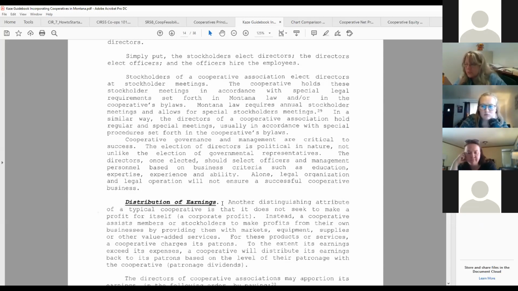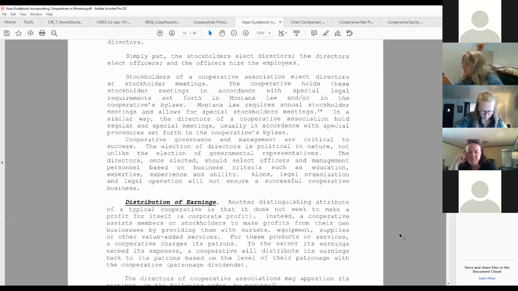Distribution of earnings. I just want to take you to this statement. A distinguishing attribute is that it does not seek to make a profit for itself. It seeks to make a potential profit for its members, but the big advantage to it is the benefit that the members receive from the existence of the cooperative.